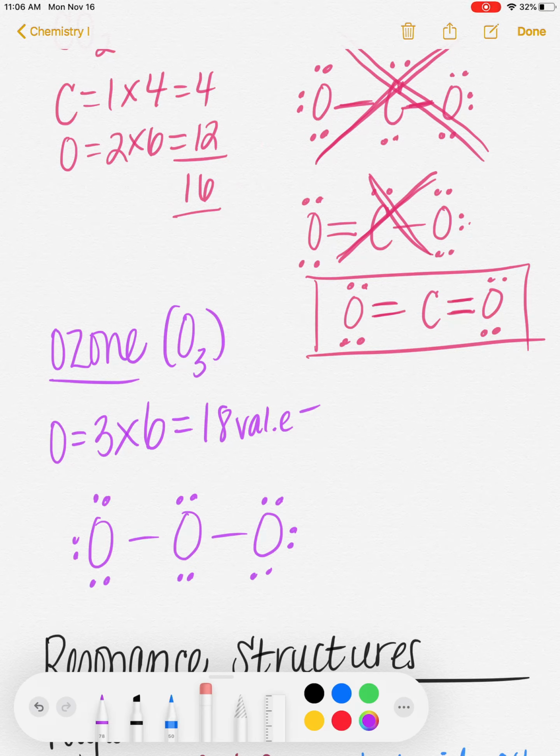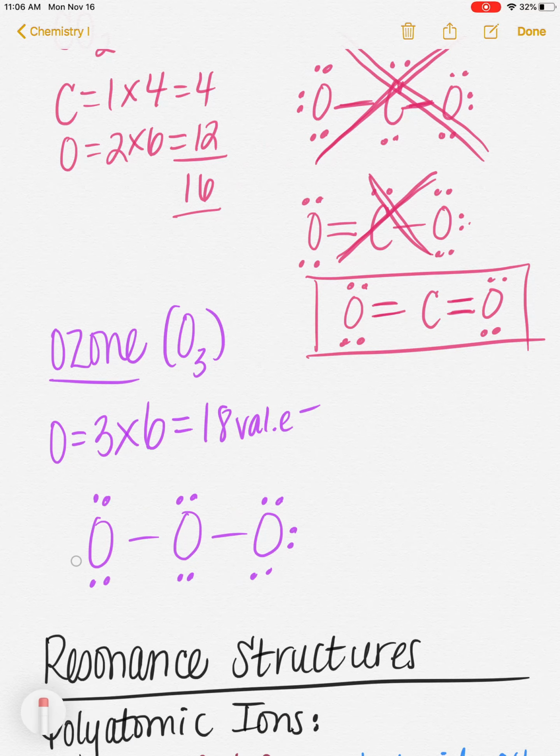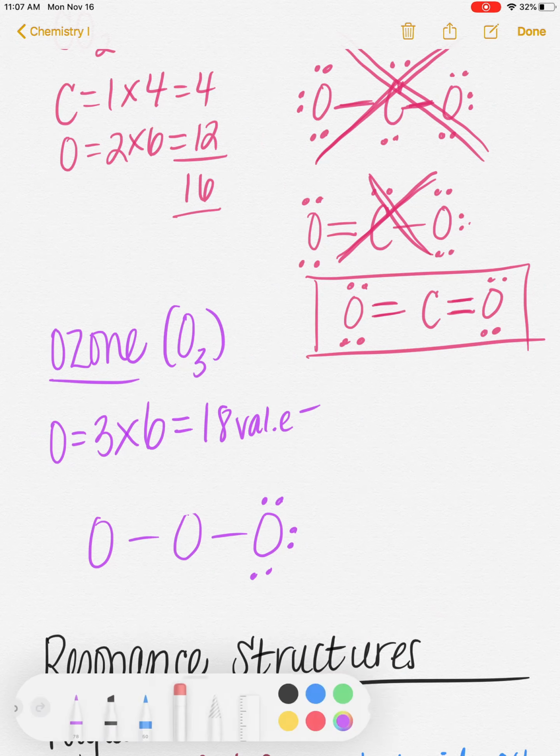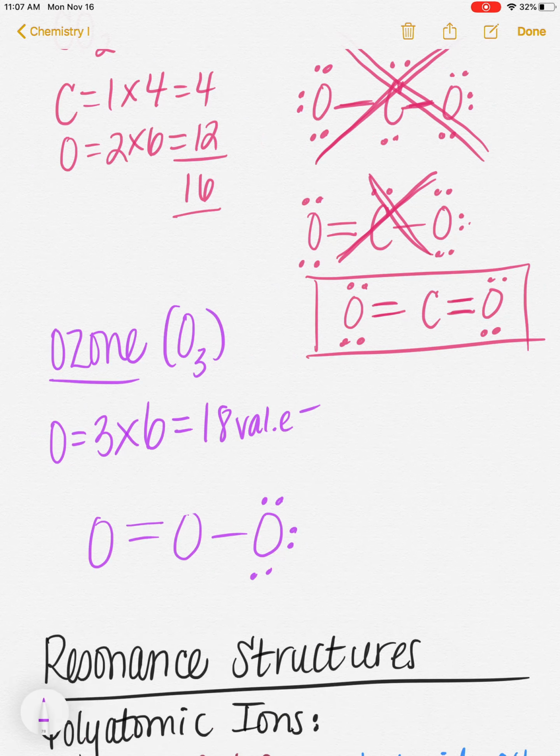So to save us a little bit of time, I'm going to tell you that through trial and error here, we need to adjust a bit. And we are going to put a double bond on one of these oxygens. And then we need to fill out, the center oxygen would have 2 dots around it. The left oxygen needs 2 pairs. Now we've got 2, 4, 6, 8, 10, 12, 14, 16, 18.